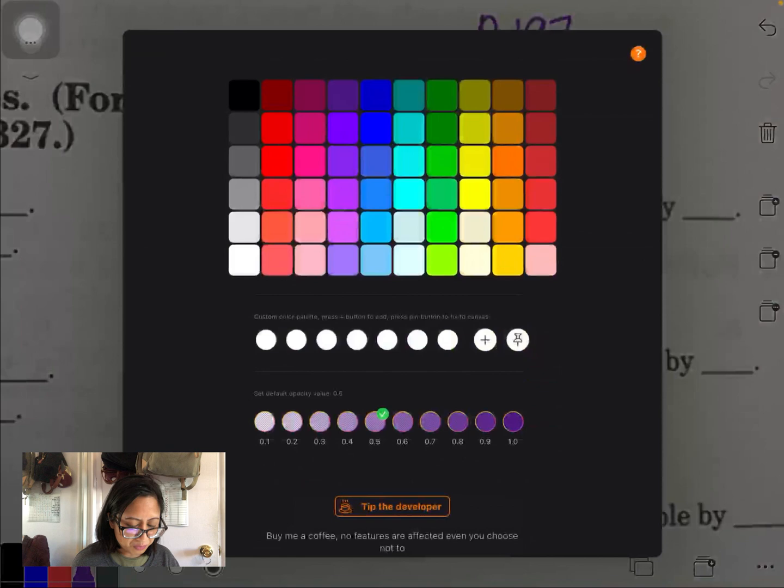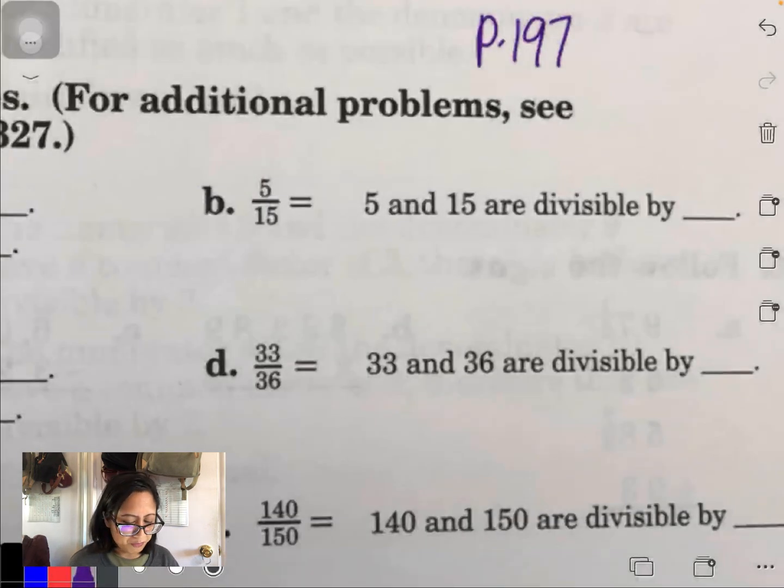Can I divide by 4? No, I can't divide by 4 because the last 2 digits of the number itself have to be in the 4 song, and neither of them are in the 4 song. But I can divide by 5 because they both end in 5. So 5 and 15 are divisible by 5.